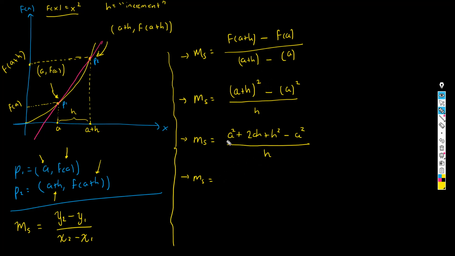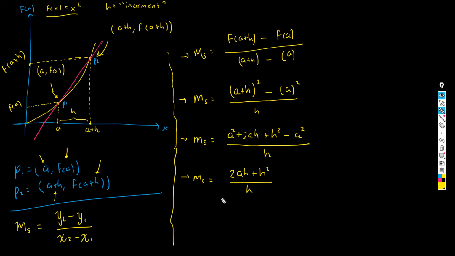Okay, what else can I do in the numerator? I have a squared and I have a minus a squared. So when I put them together, they're going to amount to 0, so I can just get rid of them. By the way, this is 2ah. Okay, so basically another simplification is this: 2ah plus h squared over h.